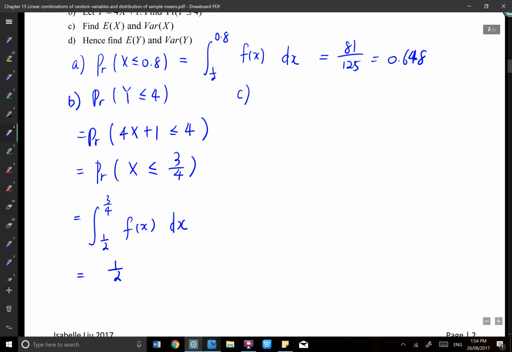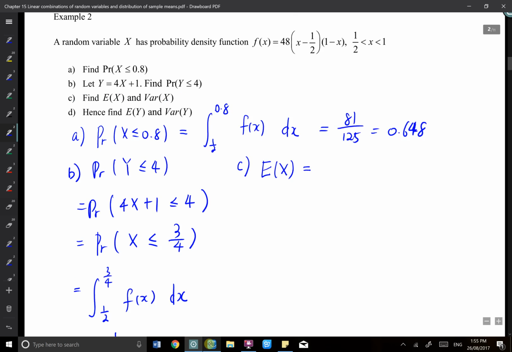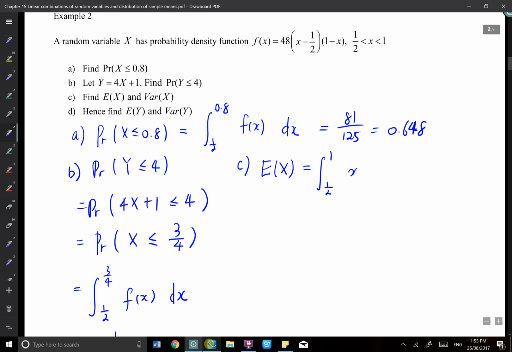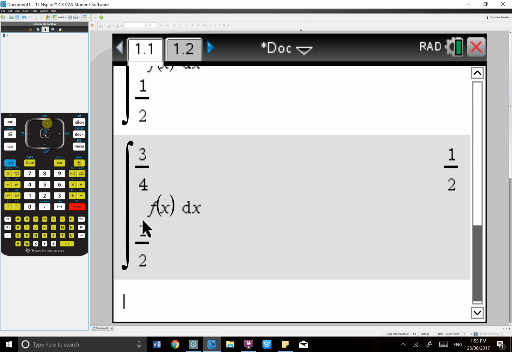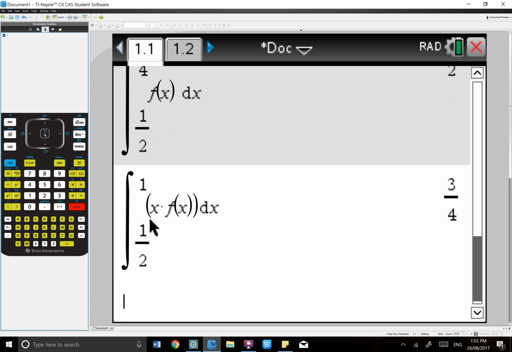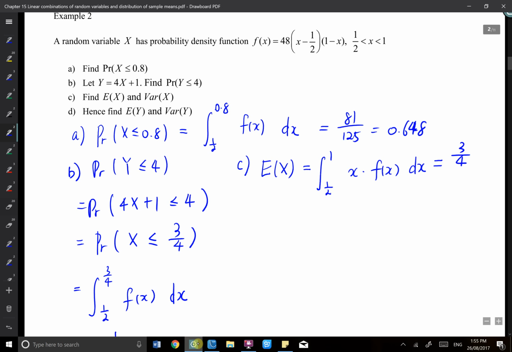Okay, C. Do you remember how to do expected value and the variance for a continuous random variable? Expected value is x times f(x). So the expected x will be the integral from a half to 1 of x times f(x) dx. That's the thing you learn in Methods, which is very important. That's 3 on 4. Expected x is 3 on 4.